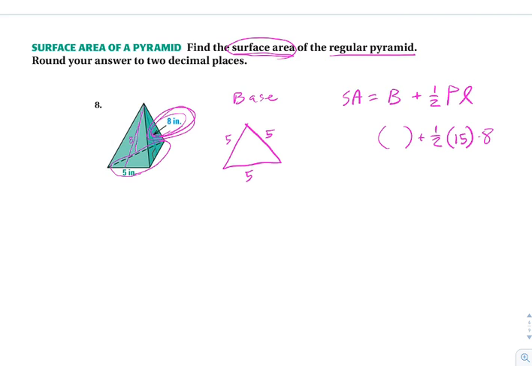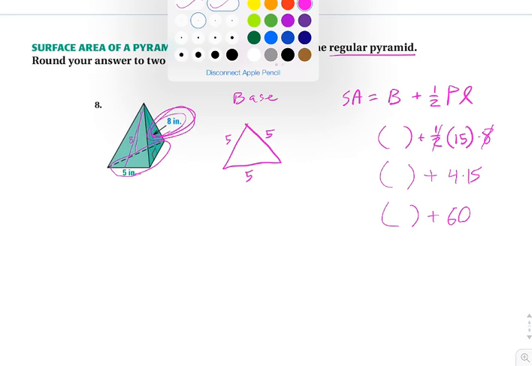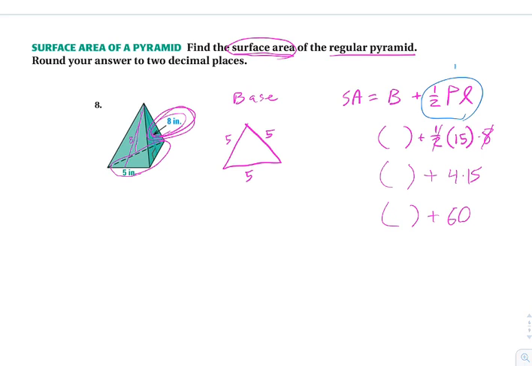So all I need to do is find the area of this base, and then I add it to 1/2 of that. That's 4 times 15. So I get the area of my base plus 60. So the lateral area here, right? Remember the lateral area happens to be 60. We already found that. It gave us all the information we needed. But now we just need to find what is the area of the base.